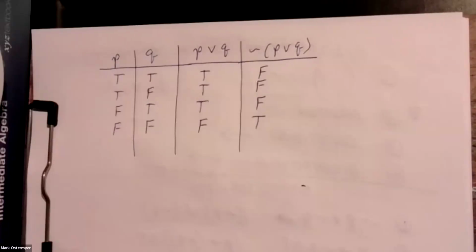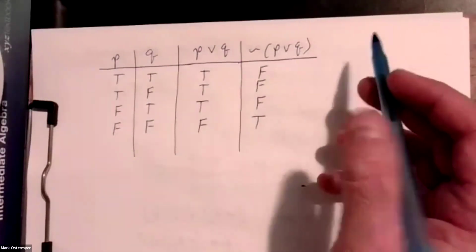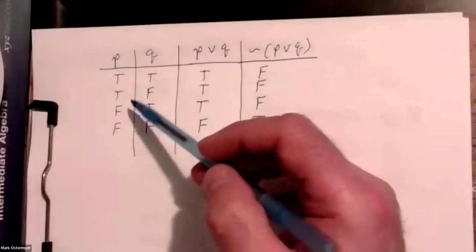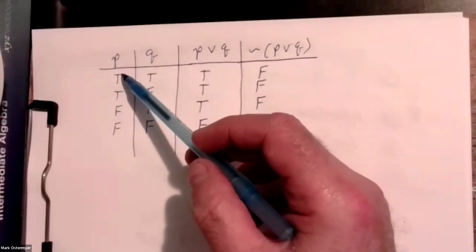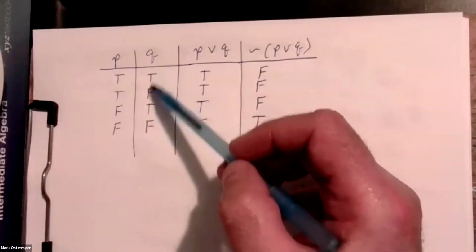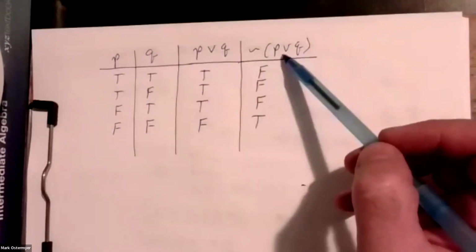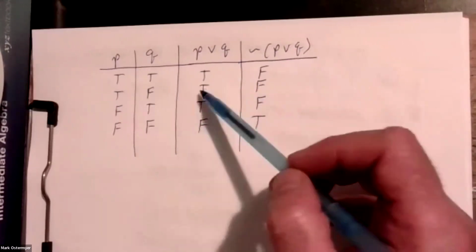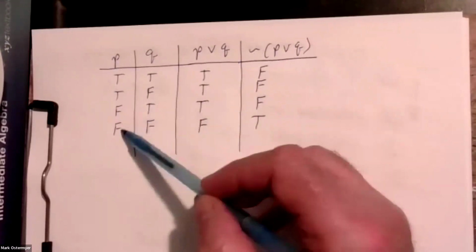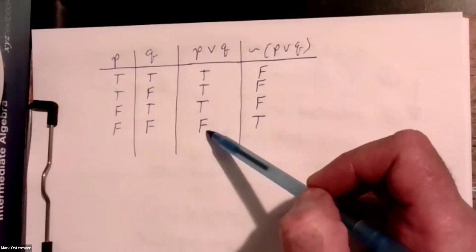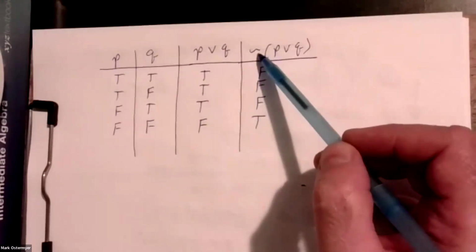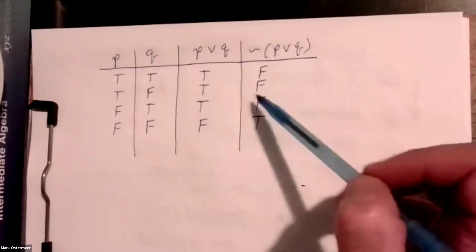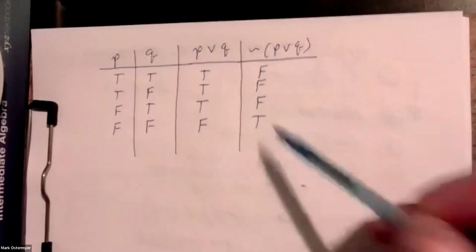All right. So this will be the truth table for not (P or Q). Notice the P column is true, true, false, false. Q column is true, false, true, false. P or Q is what you do first, inside the parentheses. So true or true is true. True or false is true. False or true is true. False or false is false. Then you just negate the previous column. Negation of true is false. Negation of true is false. Negation of true is false. Negation of false is true.